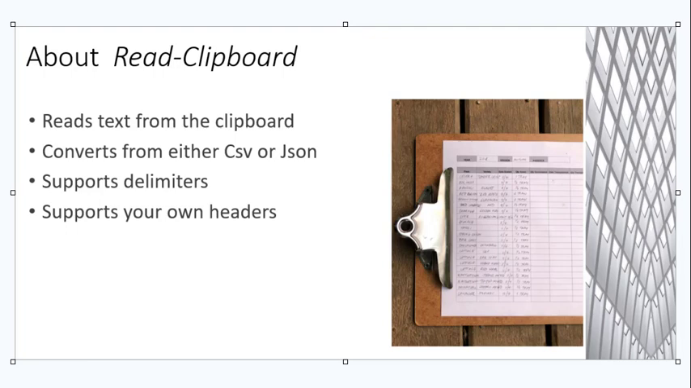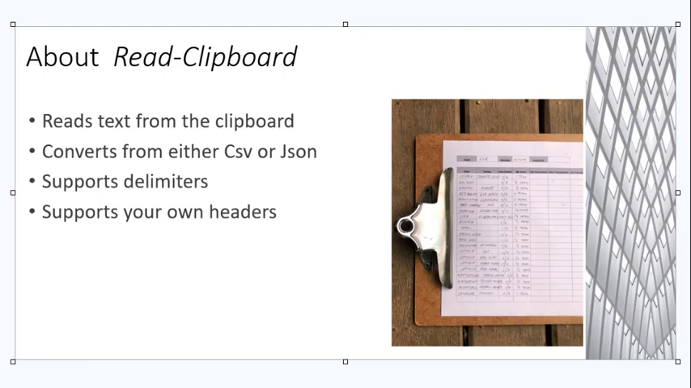I'm a Microsoft MVP, and I'm going to show you a function I've written called Read-Clipboard, which is different from the built-in Get-Clipboard. Read-Clipboard will read text from the clipboard, as does Get-Clipboard, but if there's CSV on the clipboard, it will convert it from CSV into PowerShell objects with property names, and if there's JSON on the clipboard, it will also convert that into PowerShell arrays with each object having property names. There's support for delimiters, and there's support for your own headers. So let's take a look at what this does.